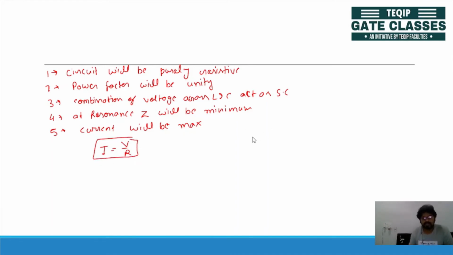So let's draw a diagram of amplitude of this Z with respect to frequency omega. So at resonating frequency you will get a minimum Z that is equal to R. Okay, so let's say this is your resonating frequency omega naught. At this frequency you will get minimum Z that is R.